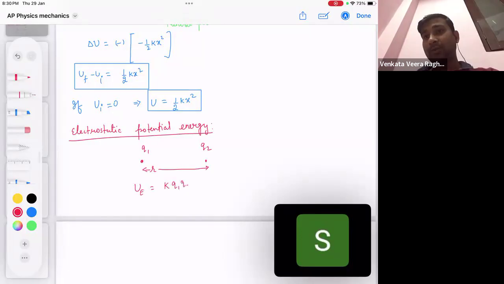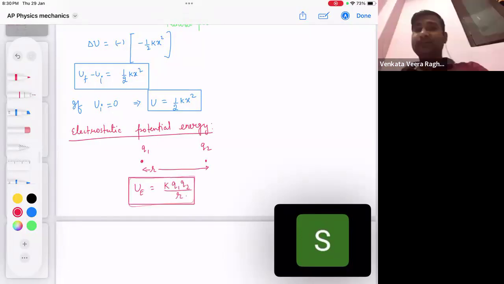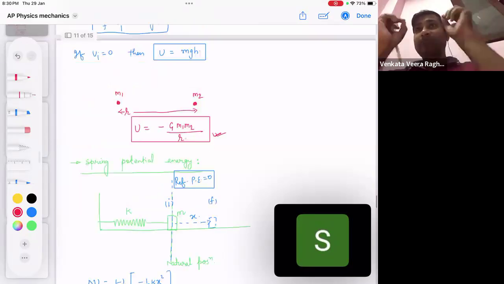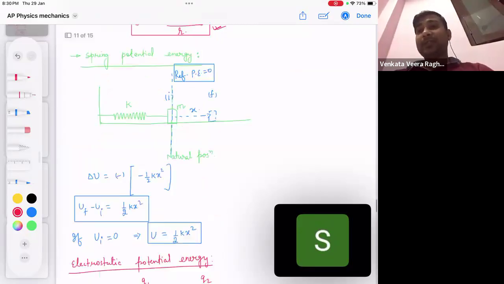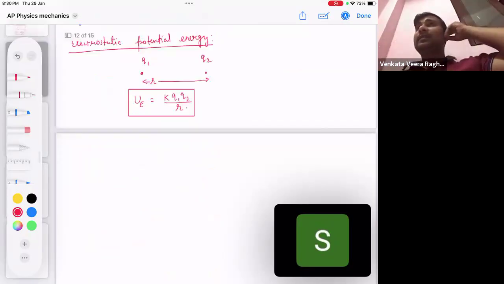K Q1 Q2 by R. Again, what is the reference here? Yes, there is a reference here also. What is the reference here? The reference is that when the charged particles are infinite distance apart from each other, their potential energy is taken as 0. Same thing here. When the two particles are infinite distance away from each other, their gravitational potential energy is taken as 0. Understood?